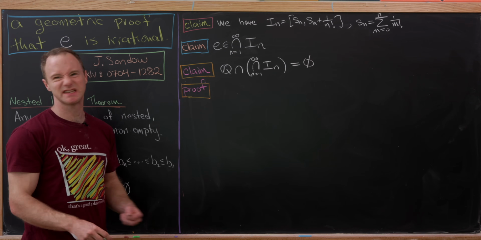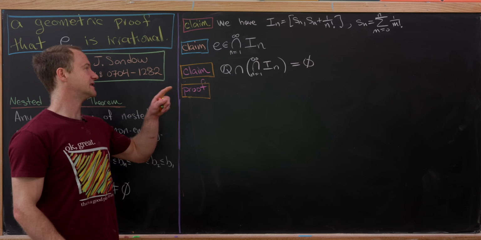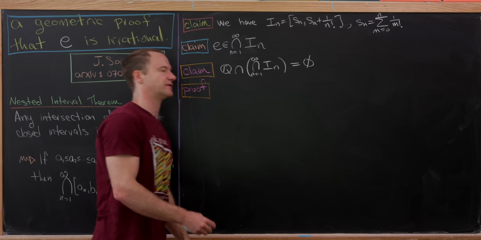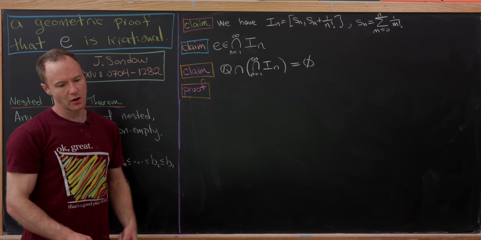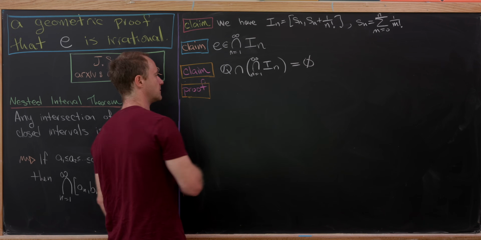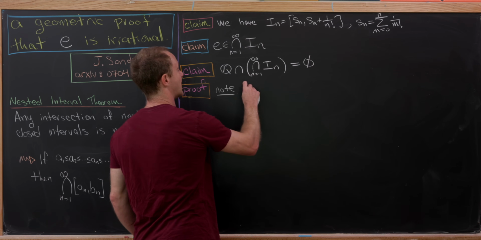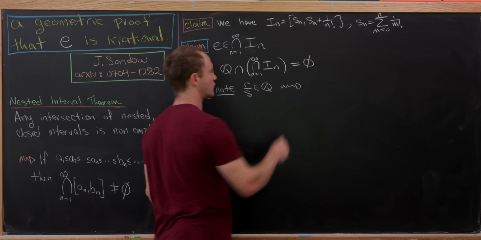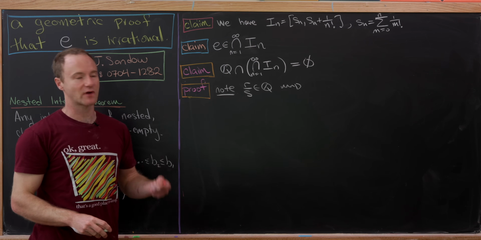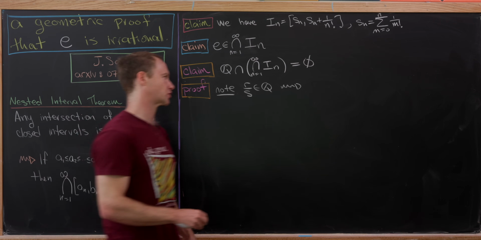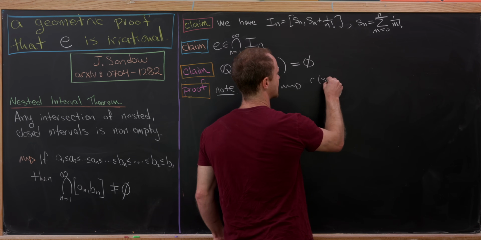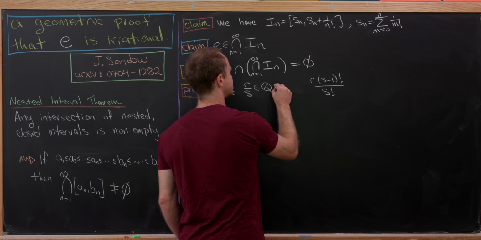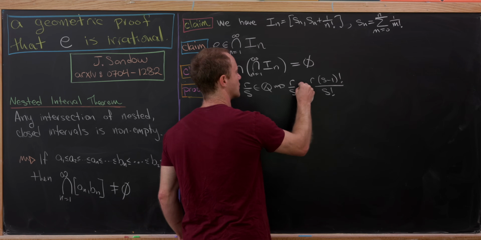So our next claim will essentially finish our argument. And that is that the set of all rational numbers intersected with the intersection of all of our intervals is empty. Okay, so let's maybe see how this may go. So let's first note that if we have r over s, which is a rational number, we can write r over s as a rational number where the denominator is a factorial. So that would be r times (s minus 1) factorial over s factorial. And I guess maybe we should say that that's equal to r over s.